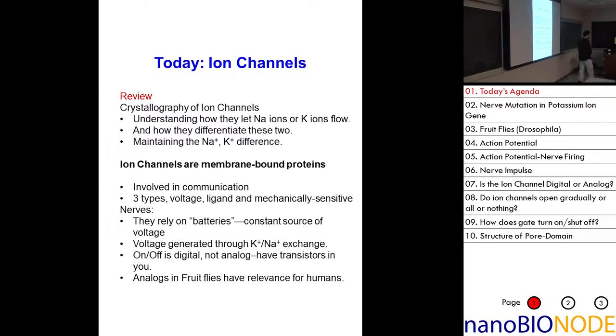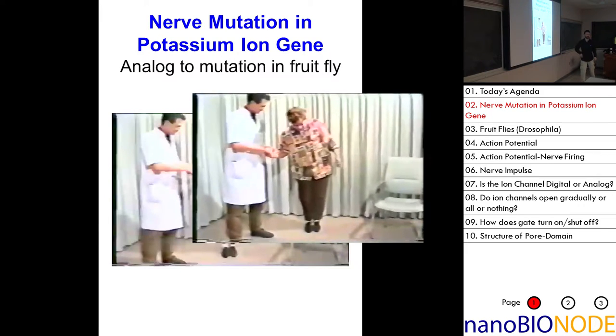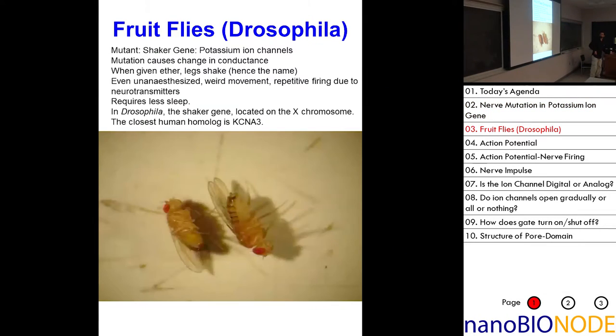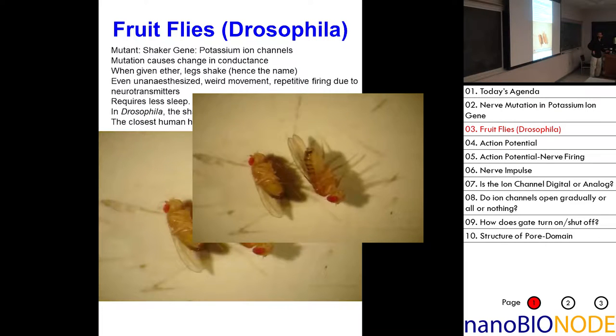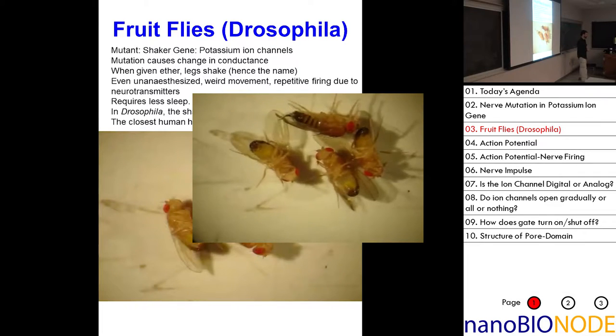And in fact, there are really fantastic analogs between humans and, I don't know, between humans, this person has a mutation in the potassium channel, which, as you can see, makes her leg shake. And similarly, what is probably the best known mutation in the potassium channel is called the shaker potassium channel, because you give fruit flies some ether. When they come back, they end up shaking their legs.